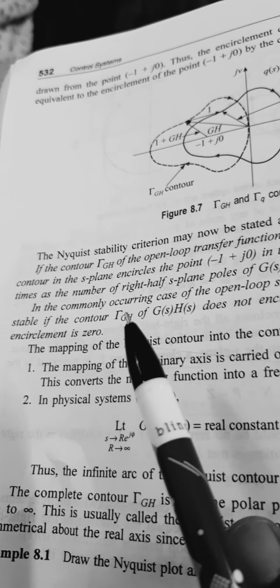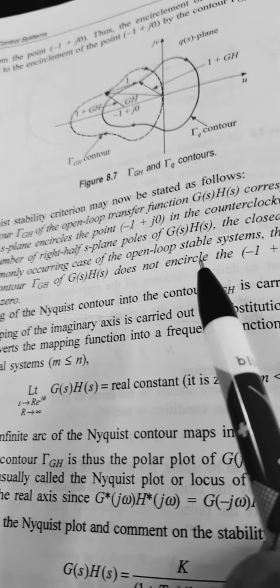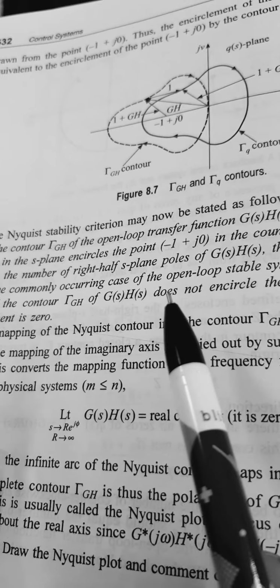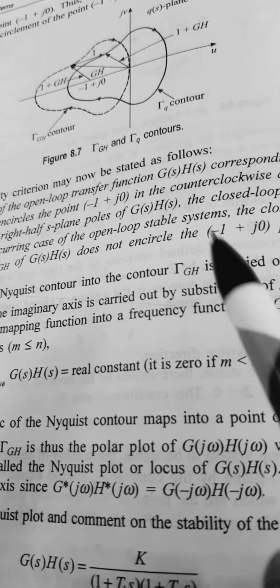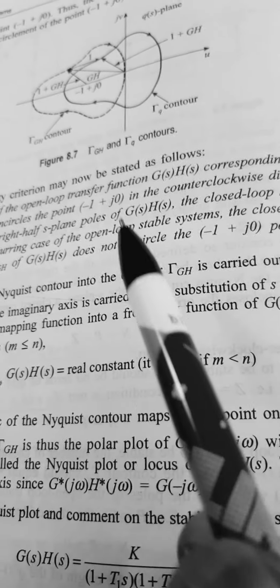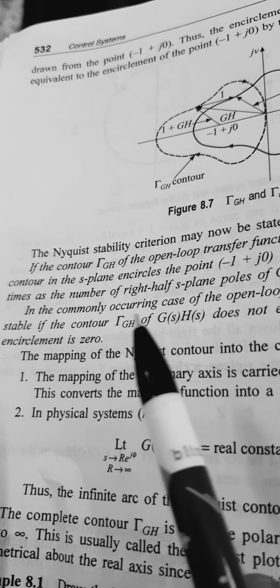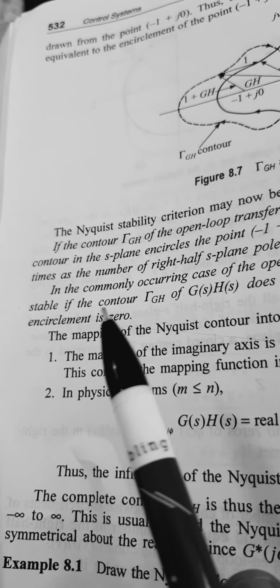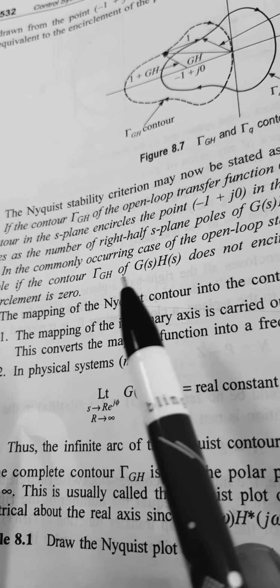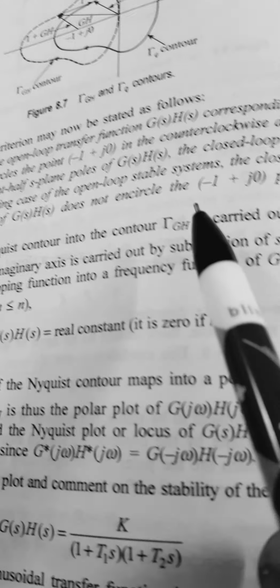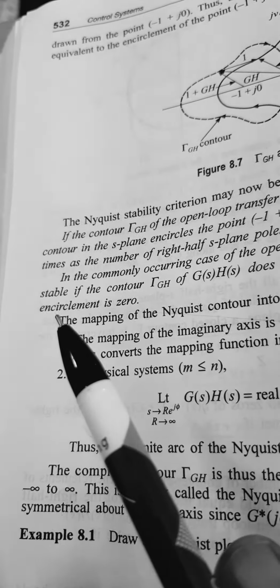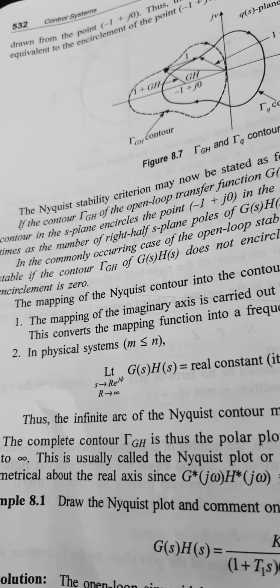In the commonly occurring case of an open loop stable system, the closed loop system is stable if the contour Γ_GH of G(s)H(s) does not encircle the -1 + j0 point. That is, the net encirclement is 0.